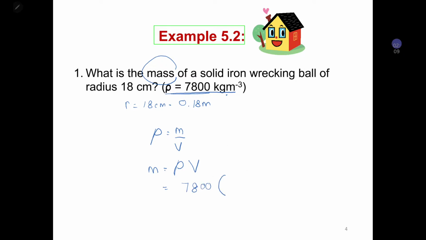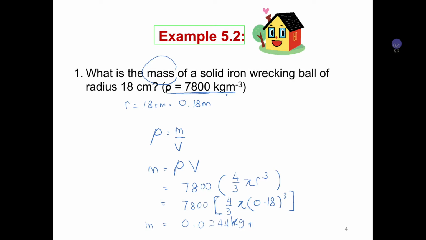So density is 7,800, and then the volume of the sphere is 4 over 3 pi r cubed. So 7,800 times 4 over 3 pi times 0.18 cubed. Okay, and then you can get the mass of the solid iron wrecking ball, which is 0.0244 kilogram. Alright, so it's a direct question.